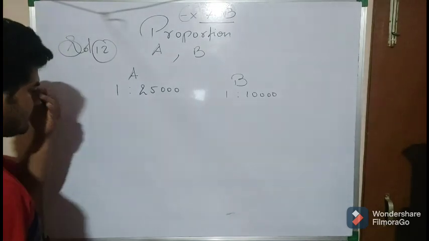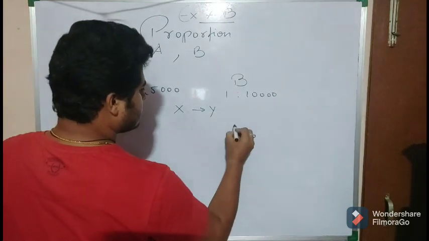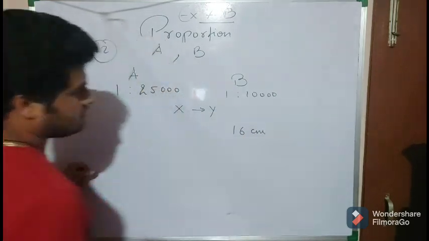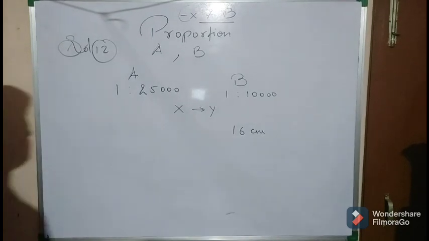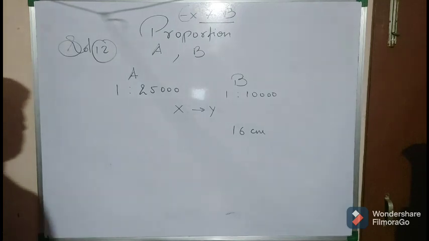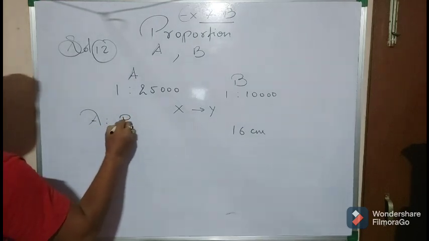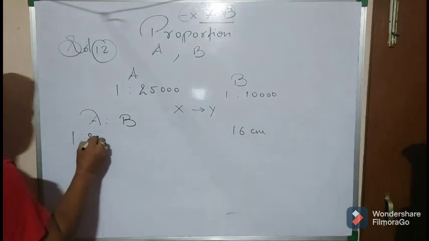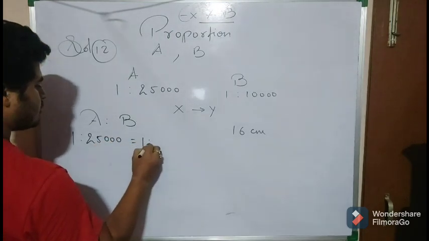The distance between town X and town Y on map B is 16 centimeters. What is the distance between the towns on map A? So what will be the distance on map A? First of all, let us find the ratio of the two scales of A and B. 1:25,000 is to 1:10,000.